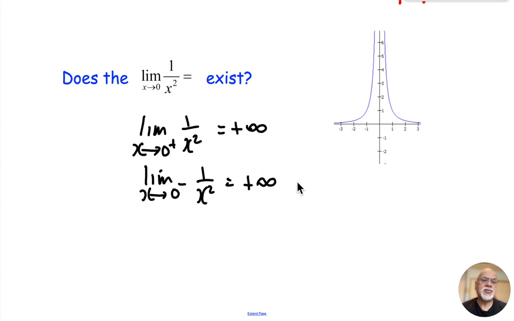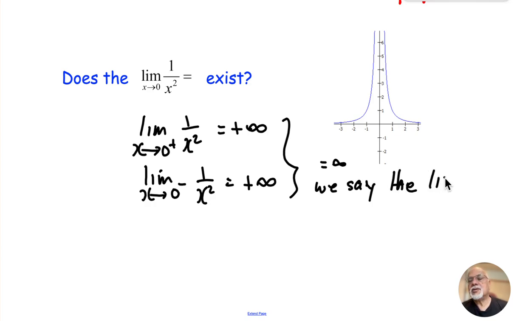And you might think, well, since they're the same, we can say the limit exists. But because it's approaching infinity, and infinity is not a number, it's not a finite number, right? So since it's at infinity, we say the limit does not exist. You might find some things on the internet to the contrary, but this is in fact true.